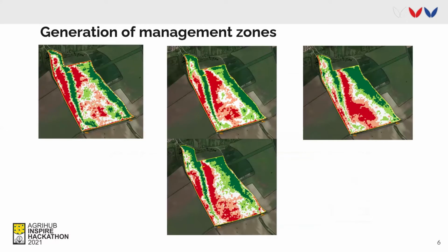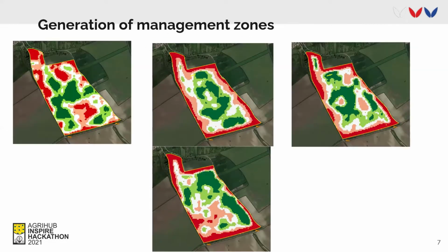One of the goals is to be able to generate some management zones from the data, which can help us in the future to optimize the usage of fertilizer. You can see again here some tests with different types of data, showing how these zones can be generated.